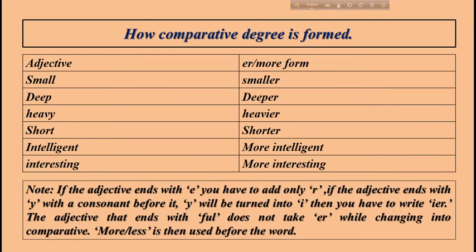Dear learners, how is the comparative degree formed? Adjective plus "er", or more: small, smaller; deep, deeper; heavy, heavier; short, shorter; intelligent, more intelligent; interesting, more interesting. Dear learners, if the adjective ends with "e", you have to add only "r". If the adjective ends with "y" with a consonant before it, "y" will be turned into "i", then you write "ier". The adjective that ends with "ful" does not take "er". While changing into comparative, "more" or "less" is used before the word. Dear learners, is it clear? Yes, I think you have understood.